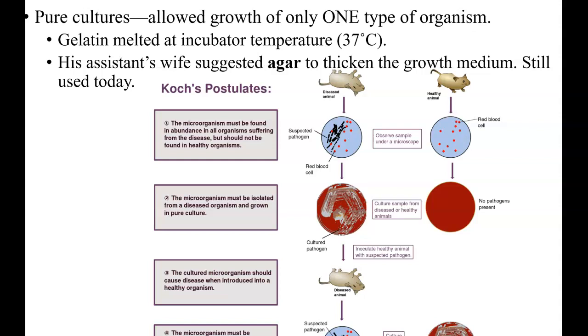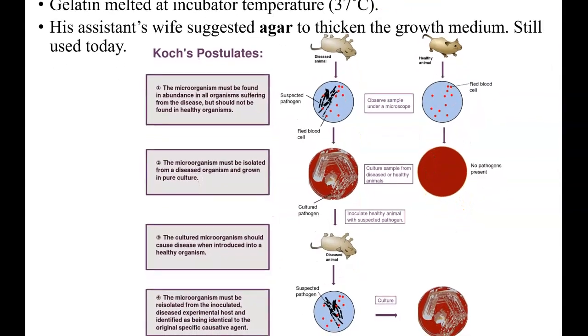So this is the thickening agent, which is in our media that we use to pour our plates so that our organisms can grow on a solid surface. When we grow them on a solid surface, we're able to see them. And so we can see if there's contamination or if there is one culture.